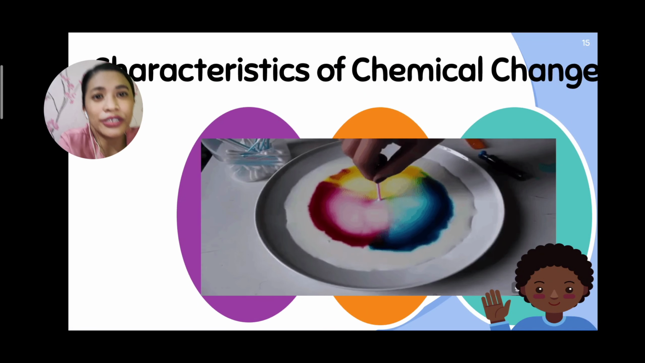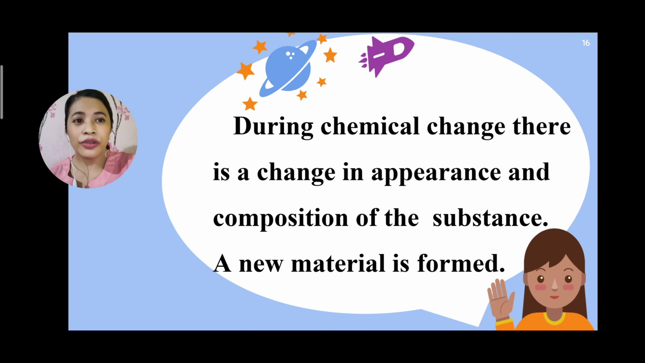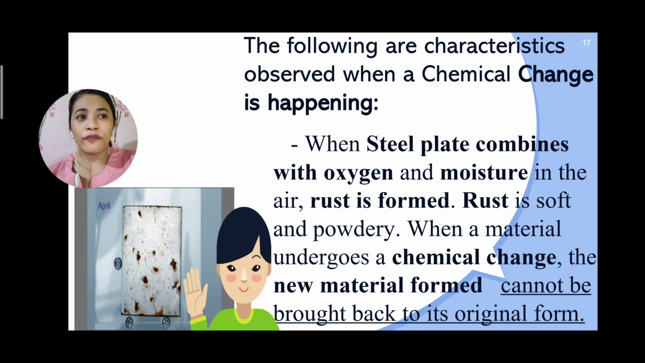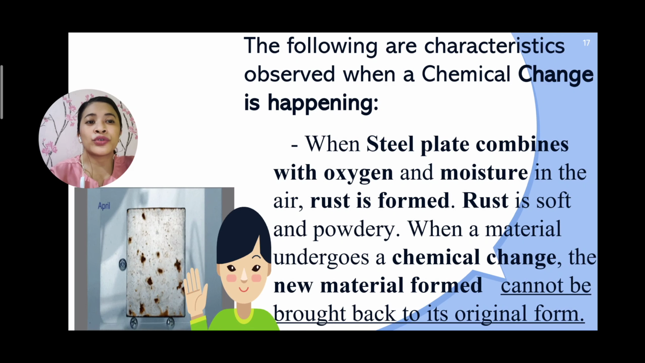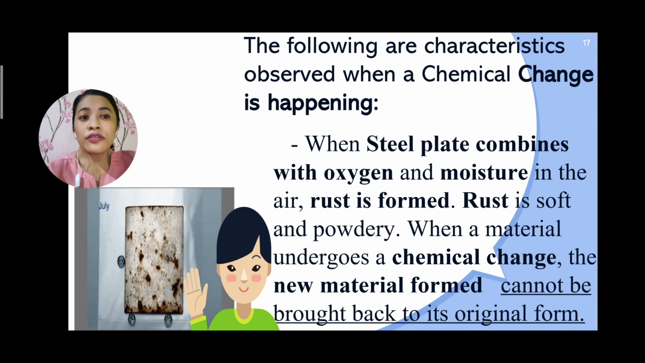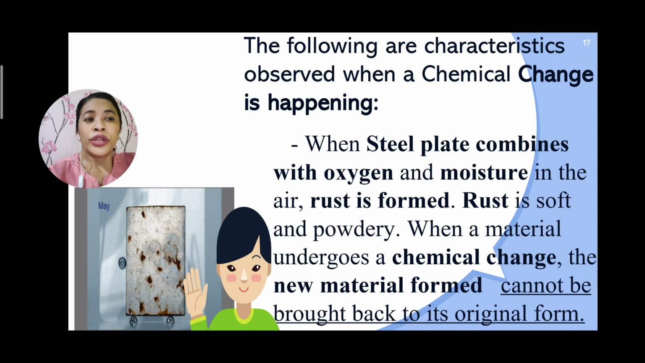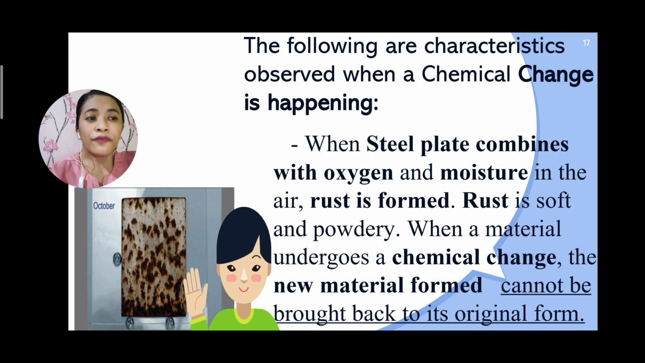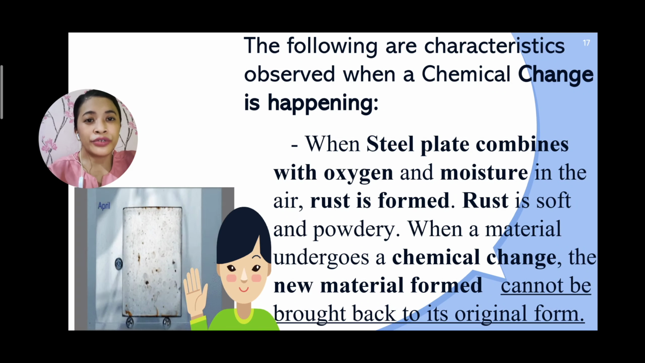Characteristics of chemical change. During chemical change, there is a change in appearance and composition of the substance. A new material is formed. Here are the following characteristics observed when chemical change is happening. Example number 1, when a steel plate combines with oxygen and moisture in the air, rust is formed. Rust is soft and powdery. When a material undergoes a chemical change, the new material formed cannot be brought back to its original form.